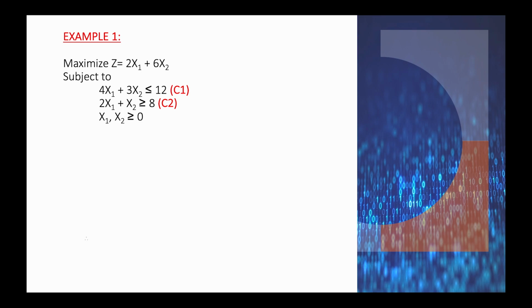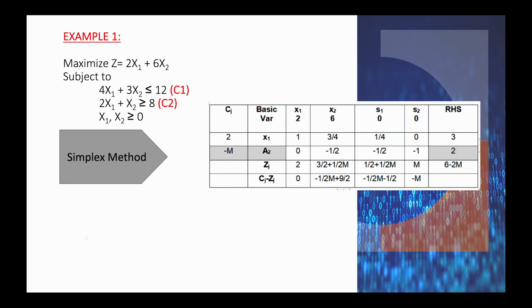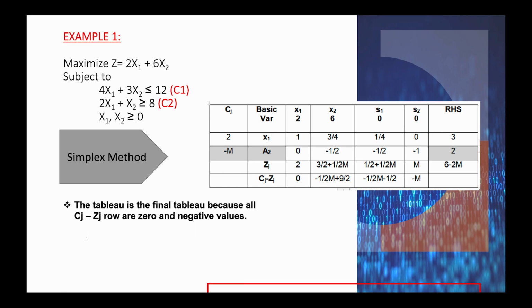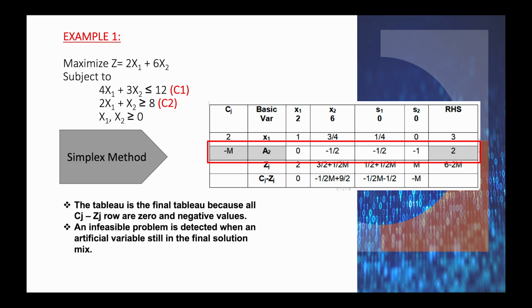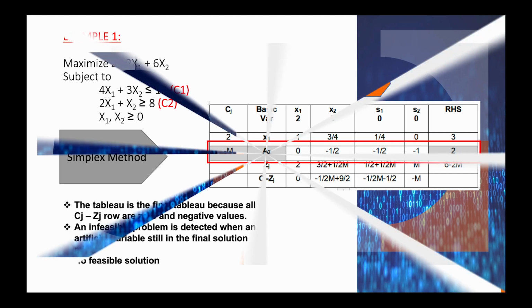Based on the simplex method, the tableau is the final table because all Cj minus Zj row values are 0 and negative. An infeasible problem is detected when an artificial variable is still in the final solution mix. So in this case, example 1 is considered as having no feasible solution.